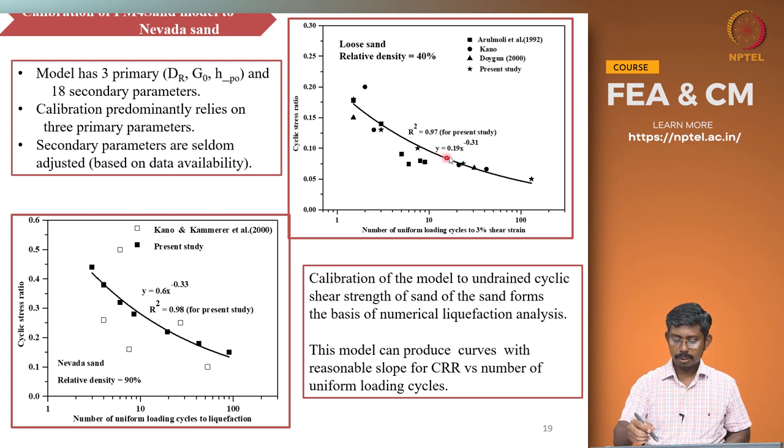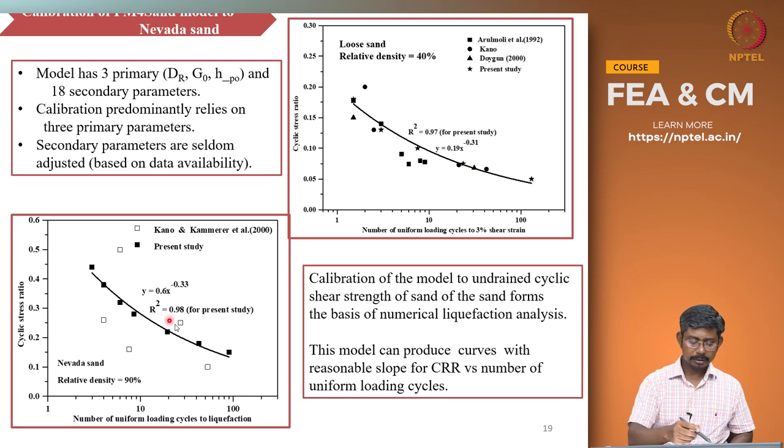So this expression, y equal to 0.9 into x raised to minus 0.31, where 0.31 is a factor, indicates the calibration of the PM4 sand model to Nevada sand, performed by conducting a series of unit element simulations, and the corresponding plot is here. It can be seen the data points from various sources from literature for 40% relative density are plotted over here. It is the number of uniform loading cycles to reach 3% shear strain, that is liquefaction, versus the applied cyclic stress ratio. And for 90% relative density, this is the plot that is obtained.